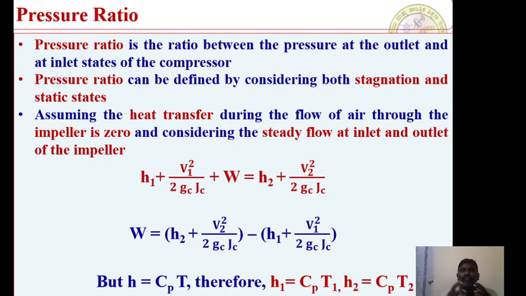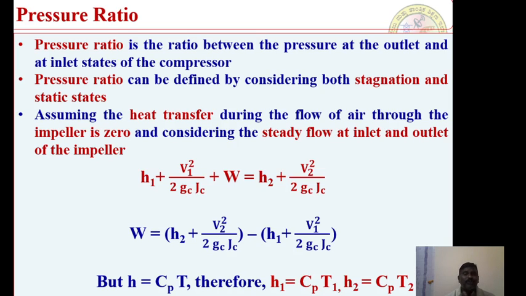Assuming the heat transfer during the flow of air through the impeller is 0, and considering steady flow at inlet and outlet of the impeller. In case of a compressor, the heat transfer during the flow of air through the impeller is 0 because not much of the surface is exposed to the respective temperature. So we can assume that the heat transfer is almost negligible in that system. If that is the case, then the energy conversion through the turbo machine is a steady flow process. Therefore, a steady flow at inlet and outlet of the impeller has to be considered for the analysis.